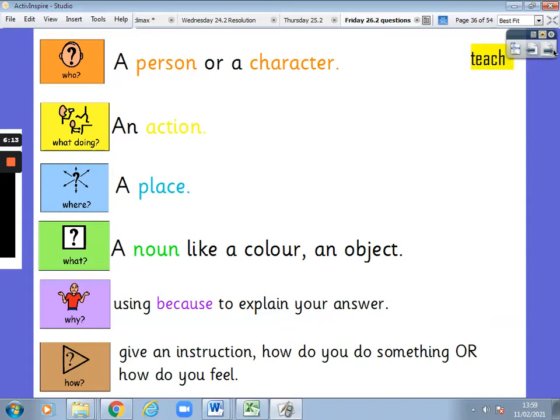Who, a person or a character. What, doing, an action. Where, a place. What, a noun, like a color or an object. Why, using because to explain your answer. We need a reason. How, give an instruction. How do you do something or how do you feel?